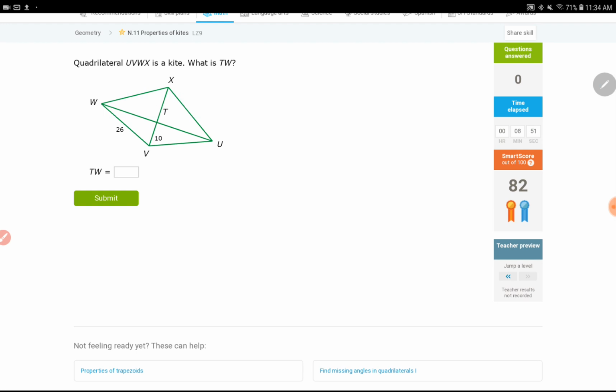It's either going to be opposite angles being equal for one pair only, or diagonals are going to be perpendicular and you're going to end up with a right triangle. You're going to utilize the Pythagorean theorem, which is A squared plus B squared equals C squared.